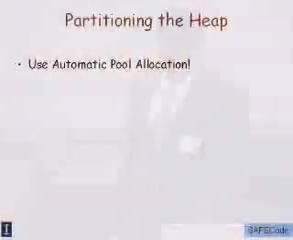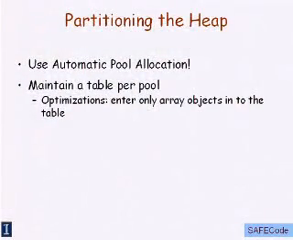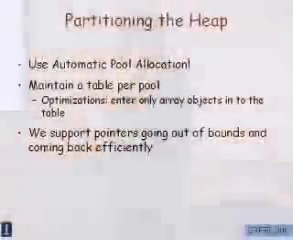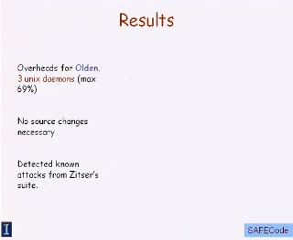And how do we split the heap? Well, we use automatic pool allocation. We can now maintain one table per pool. We can do several other optimizations, such as entering only array objects, because automatic pool allocation also has information about types. This will help you enter only array objects into the table, not every object, and this actually speeds things up. We also support pointers which go out of bounds and come back efficiently, but I'm not going to discuss that. If you're interested, you can read our paper in ICCO6.